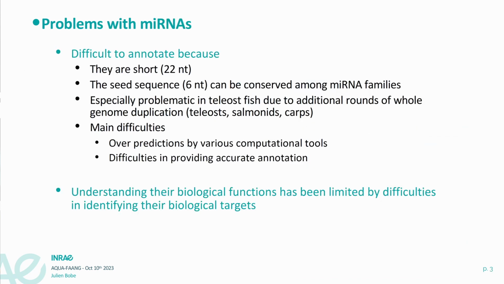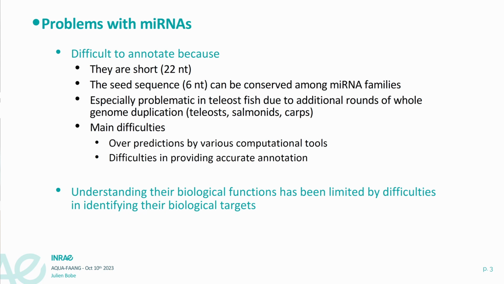So we have several problems with microRNAs. One is that they are difficult to annotate because they are short, and the seed sequence that recognizes the motif on the UTR of the mRNA can be highly conserved among microRNA families. That's especially problematic not so much in mammals, for instance, but in teleost fish.